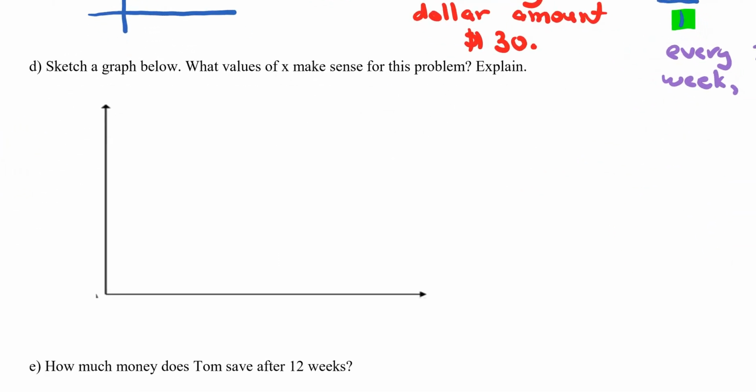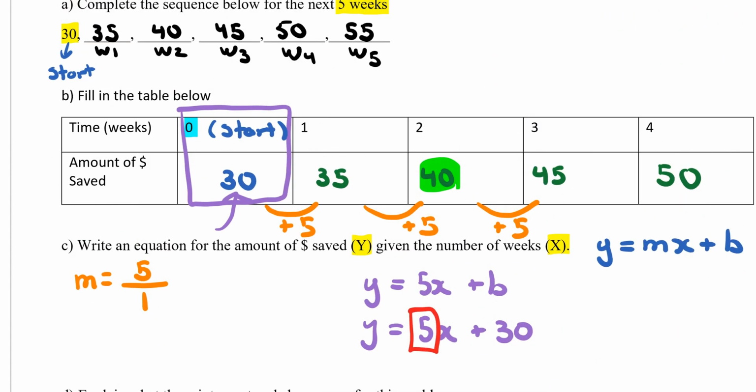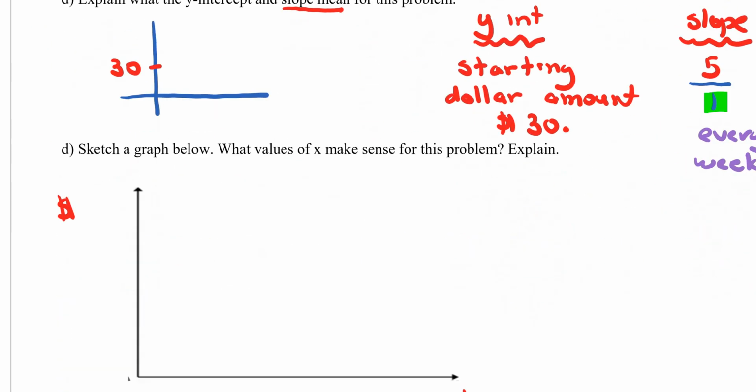All right, sketch your graph below here. Okay, so let's put the dollar signs here and let's put the weeks here. If you weren't sure why it's dollars by weeks, well, time is always your x value and y is the amount that you're measuring. So if you look at your table of values here, this is x and this is y. So x is always your time.